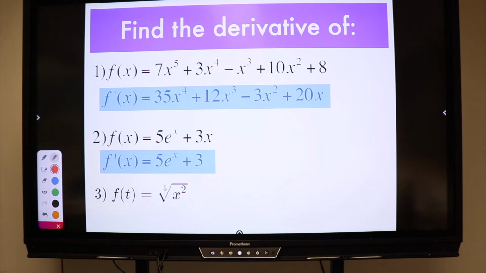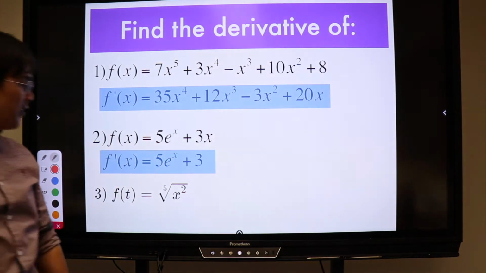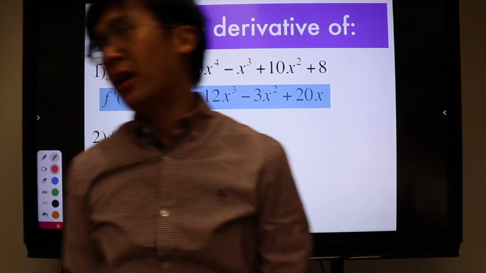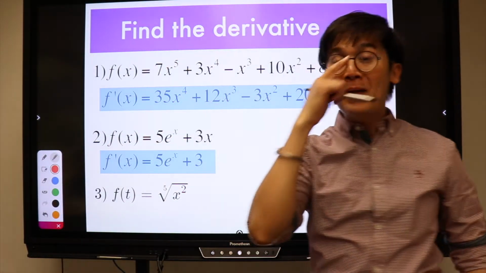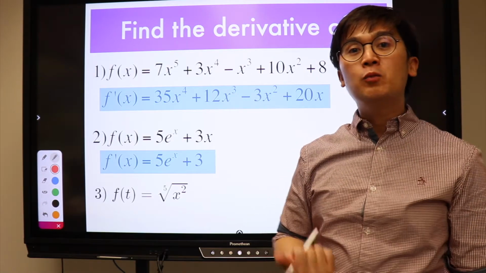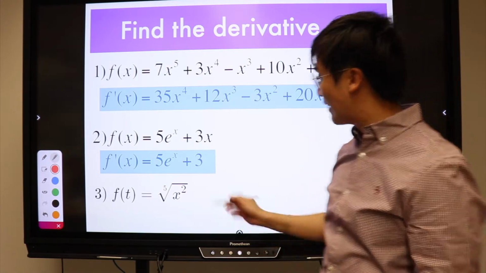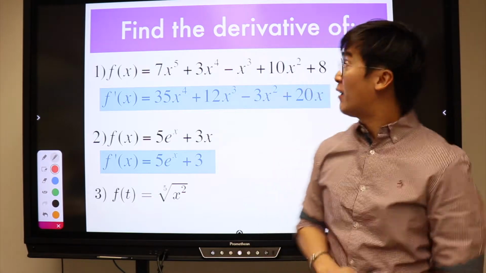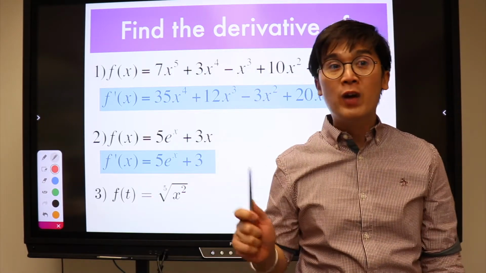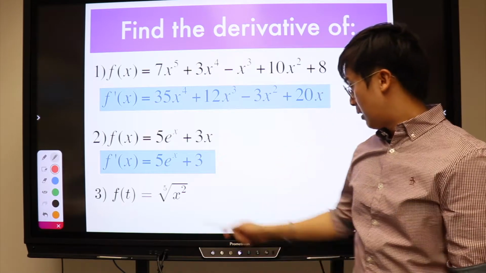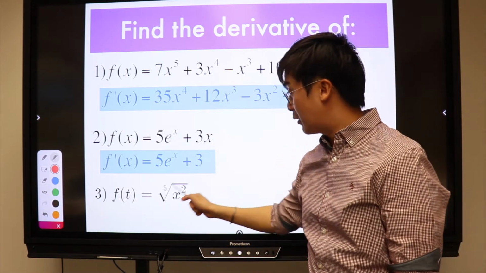Now, number 3, we have the 5th root of x squared. And we're going to find its derivative using the power rule. Now the problem with this function is that it's in radical form. And from the word itself, power rule, you use that when you have an exponent. You have an exponent here, but you also have a root right here.